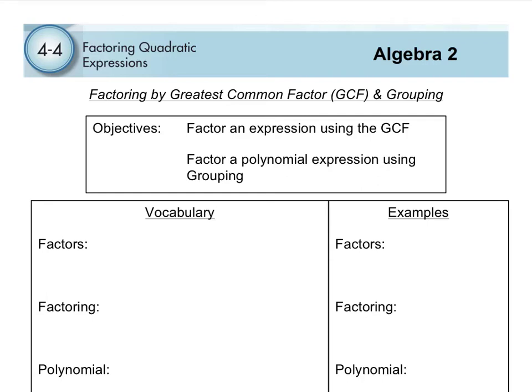This is the first section in Unit 1, which is 4.4, factoring quadratic expressions. We're going to talk about factoring by the greatest common factor and grouping today. Now, there's two objectives we're going to look at most. First objective here is we're going to factor an expression using the greatest common factor, and then we're going to factor a polynomial expression using grouping. We're going to take care of these two objectives in this section.